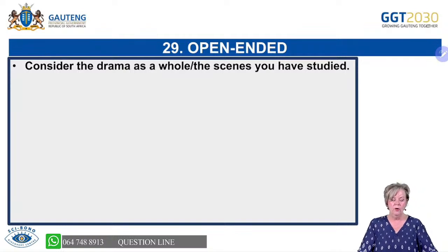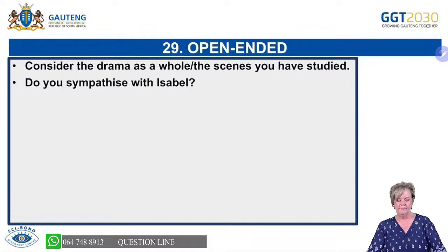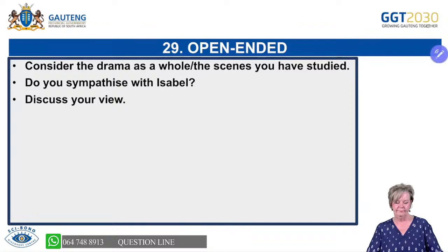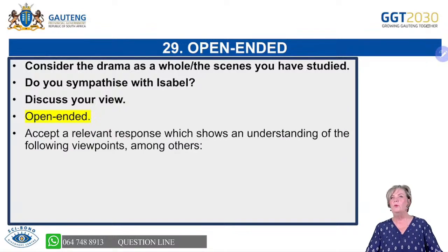Consider the drama as a whole or the scenes that you have studied. Do you sympathize with Isabel? Discuss your view. Now, this is an open-ended question. We accept relevant responses which show an understanding of the following viewpoints, among others. So you'll see that the marking guidelines or the responses are broader. Because remember, this is about you and your interpretation.